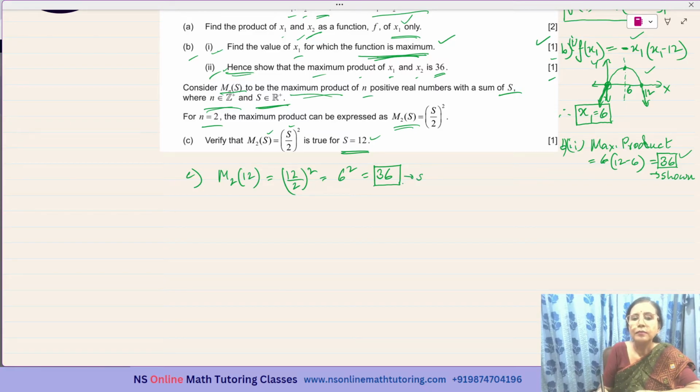Same as found in B(ii). Hence, verified.